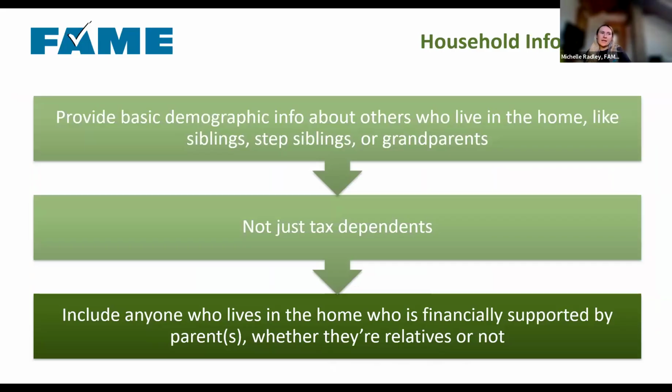So, alluding to that in the last question, talking a little bit about household information and who is included in that. Providing basic demographic information about who lives in the home is asked for on the form. So this can include obviously things like siblings, but can be anything from step siblings to grandparents, or even people who are not necessarily related, but are living in the home and are being provided financial support. So again, it doesn't just fall to tax dependents, but anybody who's financially supported by those who are considered parents on the form.